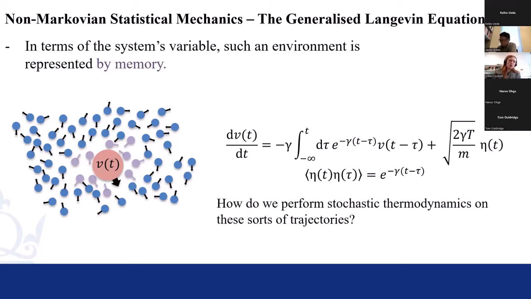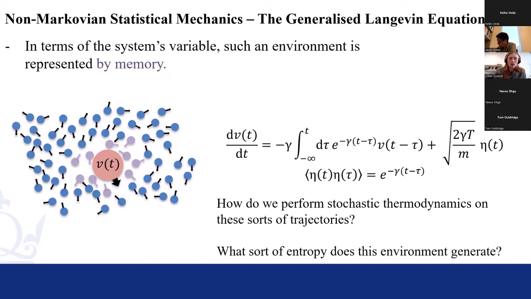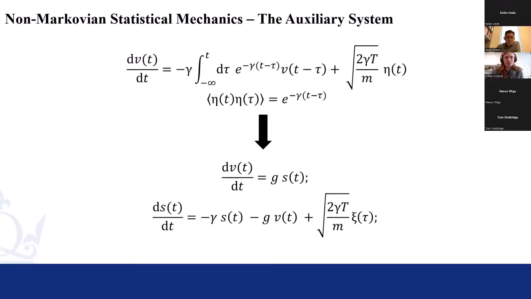Okay, so how do we perform stochastic thermodynamics on these sorts of trajectories? It's not a simple question. How do we involve time reversal when we have memory of the past? It's not simple. And what sort of entropy, if we could do it, would this sort of environment generate? Well, there is a rather famous way of getting around computationally generating colored noise and also performing these memory integrals.